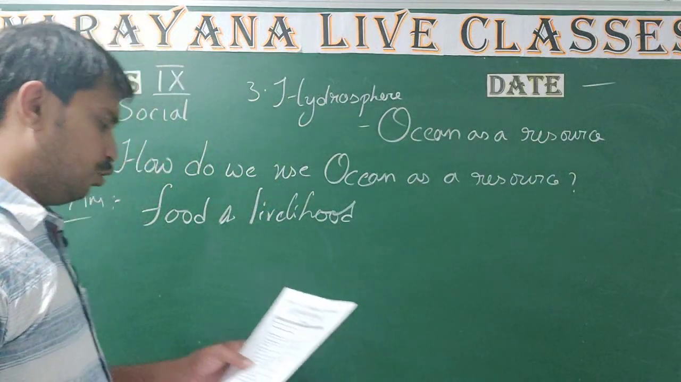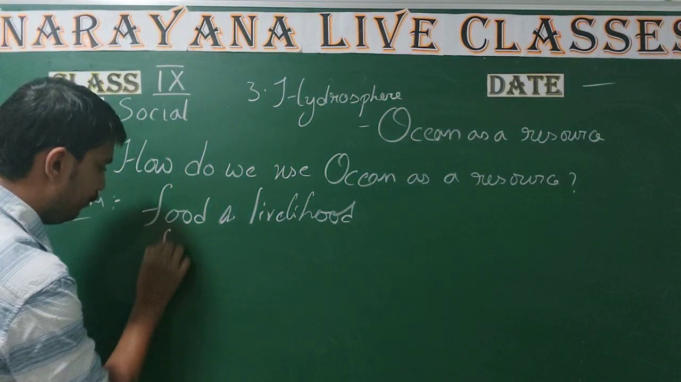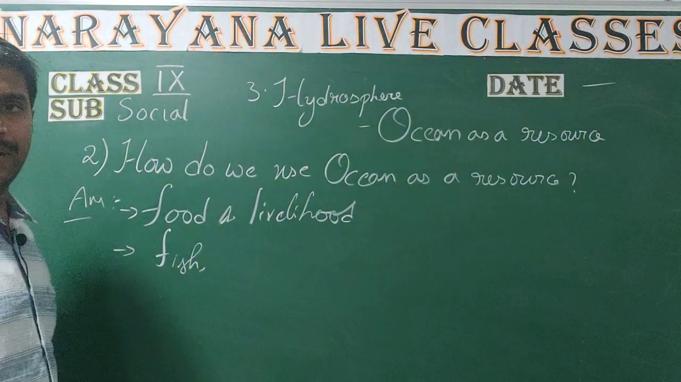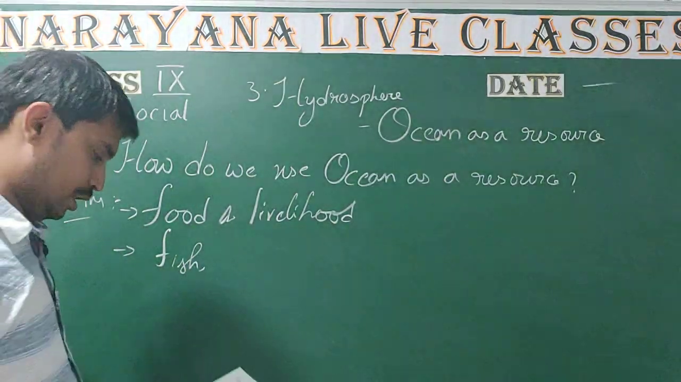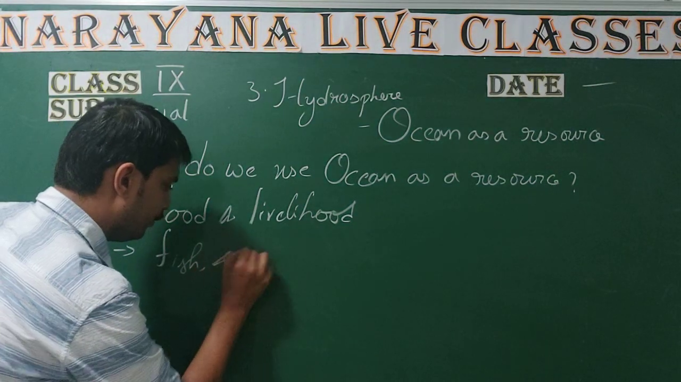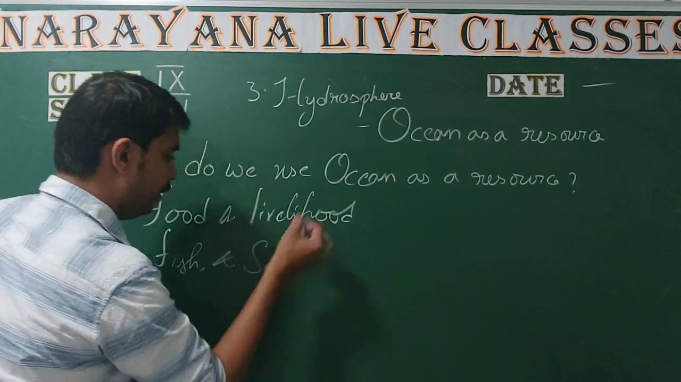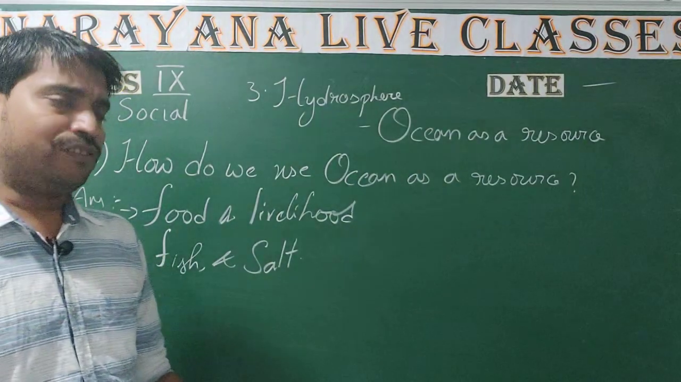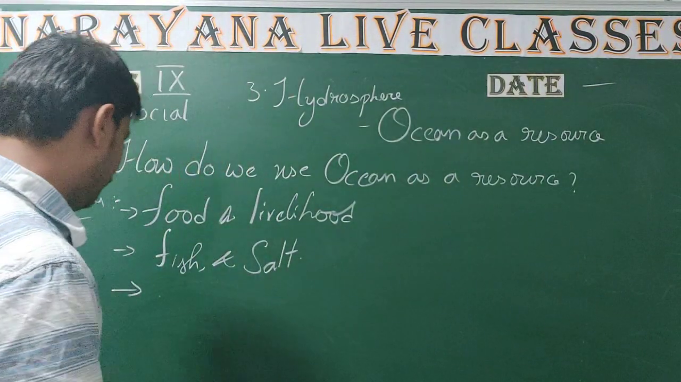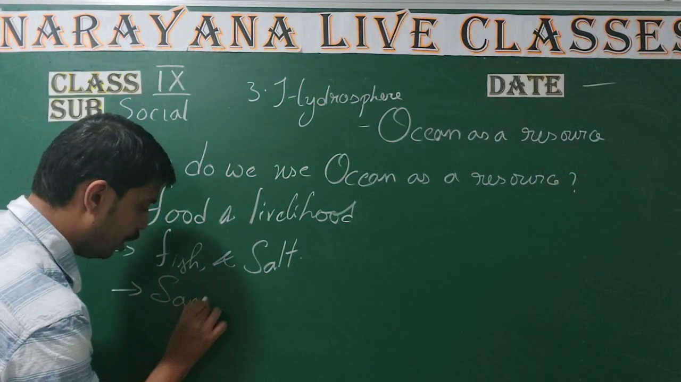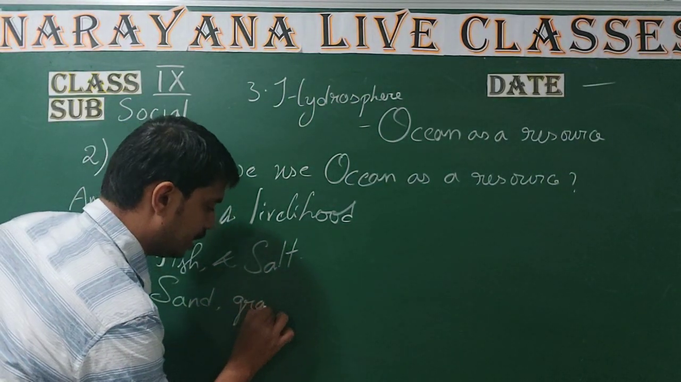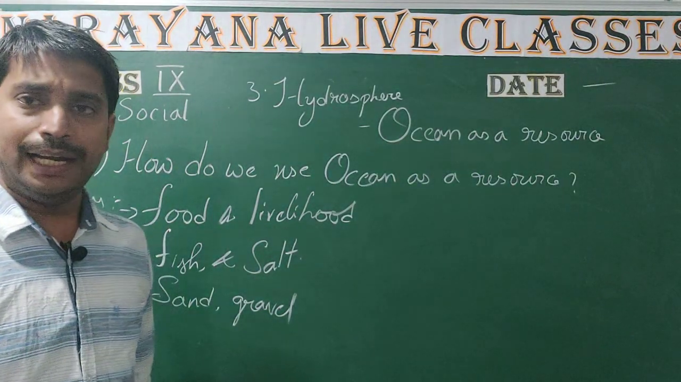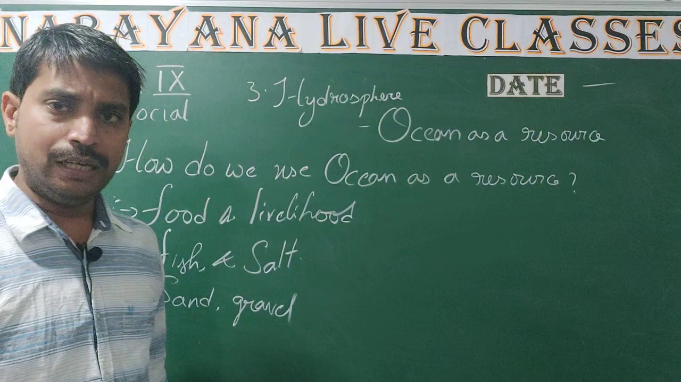Second point, the ocean produces food like fish, and the life of the fishermen is completely dependent upon the oceans. And the third one, not only fish, here it is about salt. We may get salt from oceans. Coming to the next one, we also use sand and gravel. Sand, especially, for what is it useful? Yeah, for constructing buildings and roads, we require sand. So, sand and gravel are also available nearby the oceans.